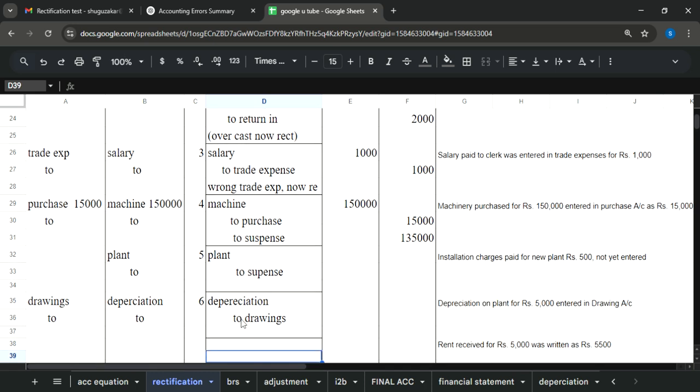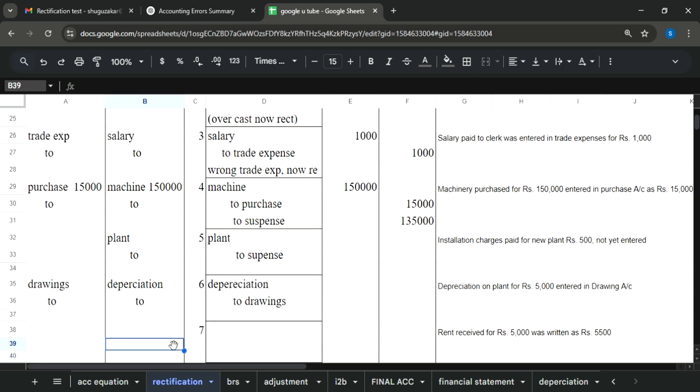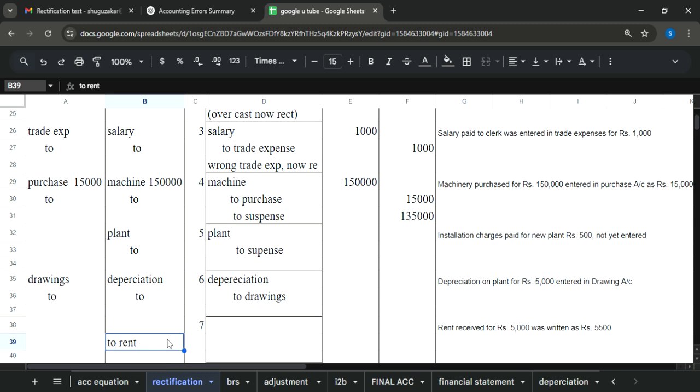Now we will see the seventh entry. Rent received. Please note it down. It is rent received, which means your income. Income should be credited. So rent was supposed to be written on the credit side. Once again, rent received. Received means you are getting your income. Income should be written on the credit side.